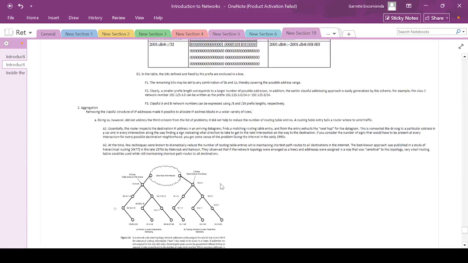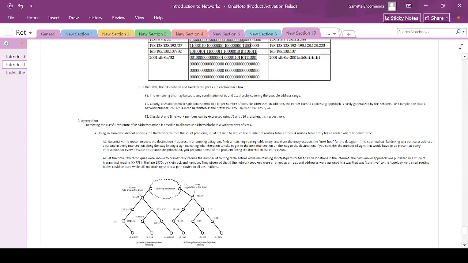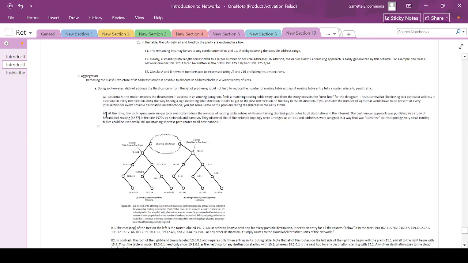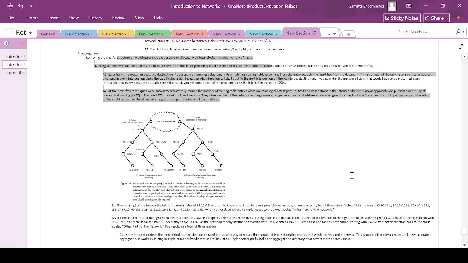So aggregation, that's how we provide a prefix for CIDR aggregation, the new way to subnet the internet or the networks to provide more configuration for networks and hosts. Aggregation, removing the classful structure of IP addresses, made it possible to allocate IP address blocks in a variety of sizes. Doing so, however, did not address the third concern from the list of problems. It did not help to reduce the number of routing table entries. This is where the tree structure that I was talking about comes in.